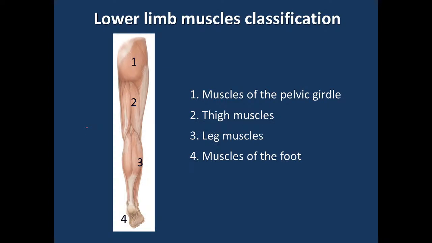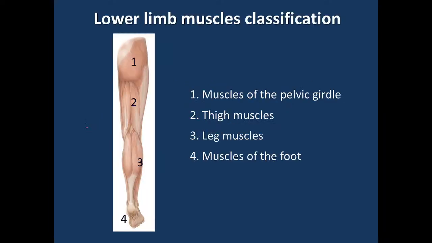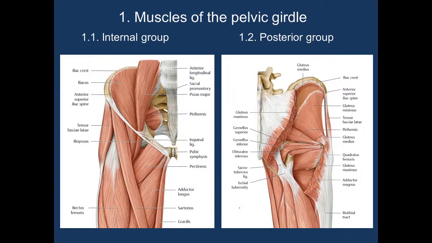Next topic is topographical formations, muscles and fascia of the lower limb. As you see, we have the same group, an equal group of the lower limb muscles. We distinguish muscles of the pelvic girdle, then thigh muscles, leg muscles, and muscles of the foot. So the same group, homologous group, we have on the lower limb.